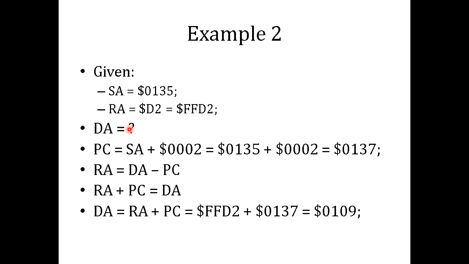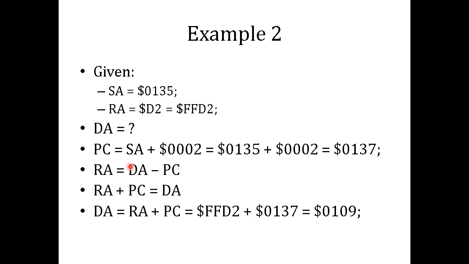Now, what is unknown? Destination address. So I always find the PC because I always have to find it. So PC I can just find from the source address, right? Which is given to me, which is source plus 2. My source is 0135, which is given. I just added 2, which makes it 0137.